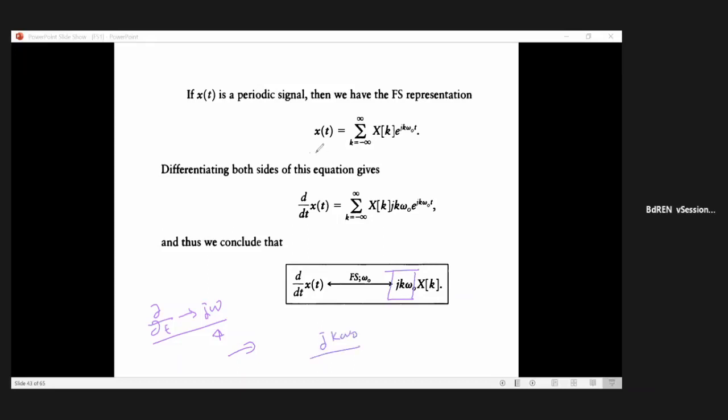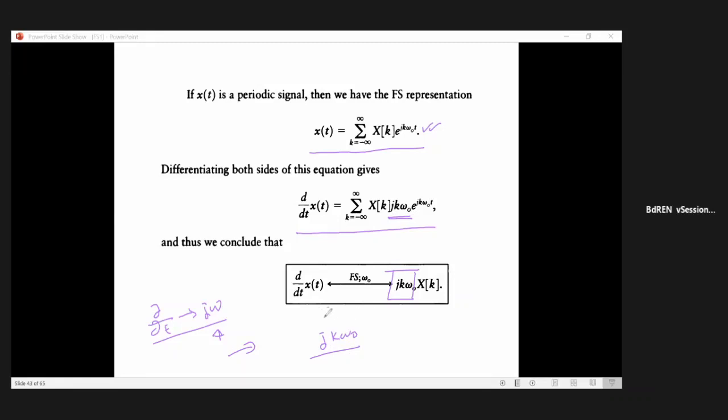If we have this Fourier series and we want to take the derivative, you will see that the derivative will be applied on the factor that contains time. That will result in a factor j k omega 0. That is very similar to replacing j omega by j k omega 0.